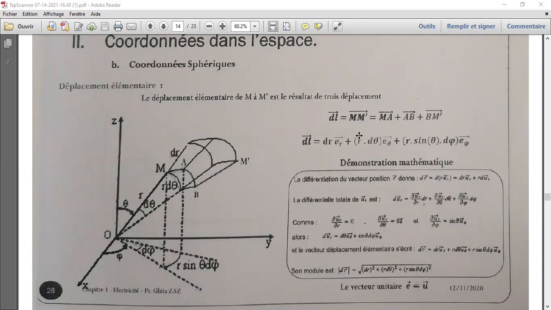I don't know if there are any questions. I didn't understand. Okay. I've got a question. How is B to M equal to r sine theta delta phi? Yeah, how is it equal to Bm prime?